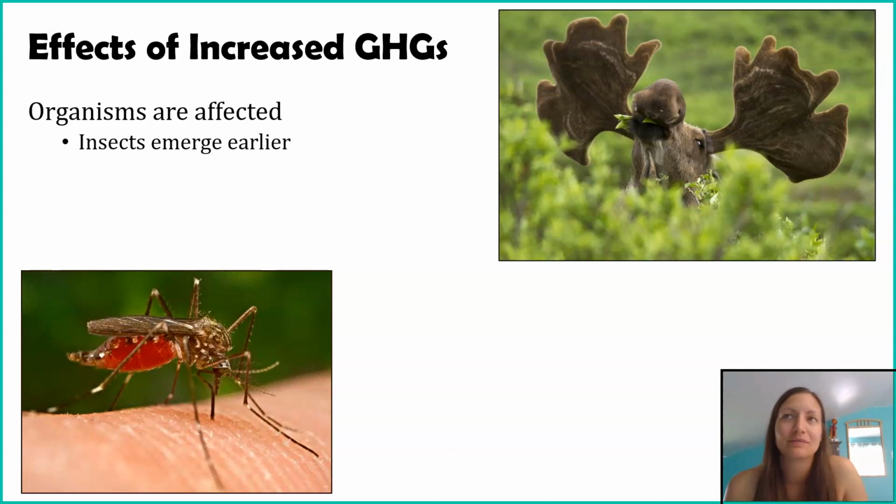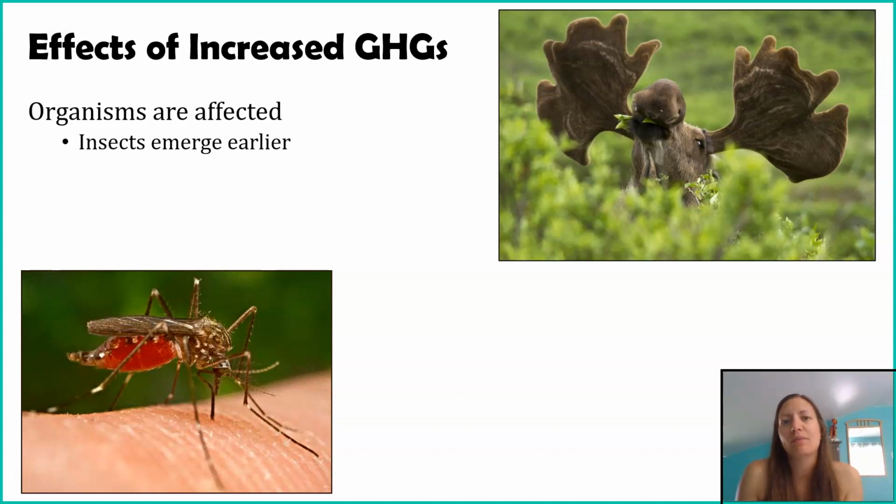Ticks, they're not technically an insect, but similar to insects, they do emerge a lot more in warmer temperatures. Well, these areas where moose live, which are historically cold, are warming up. These insects are able to breed a lot more, emerge a lot earlier, and are impacting mammal populations, particularly when thinking about ticks, a lot more than usual.